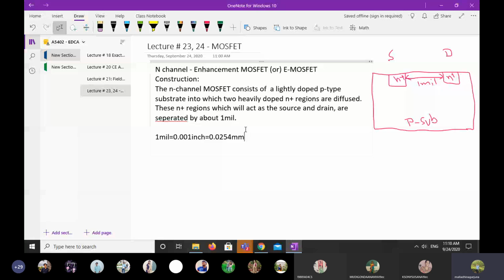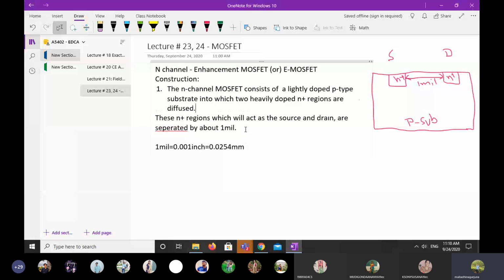0.0254 millimeters. Okay, so this is done. The next one, this is the second point. This is the second point here, and this is the first point, and this is the second point.